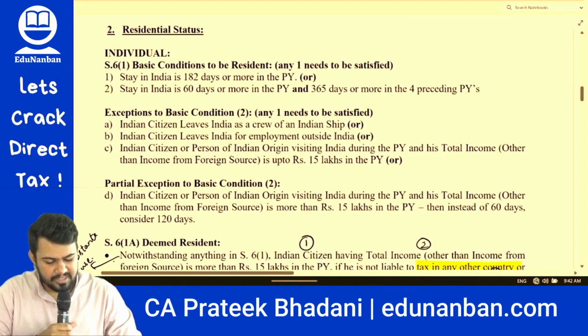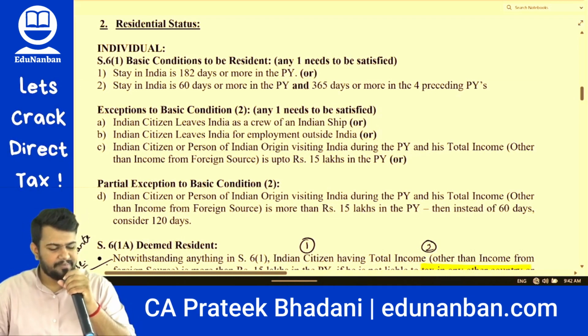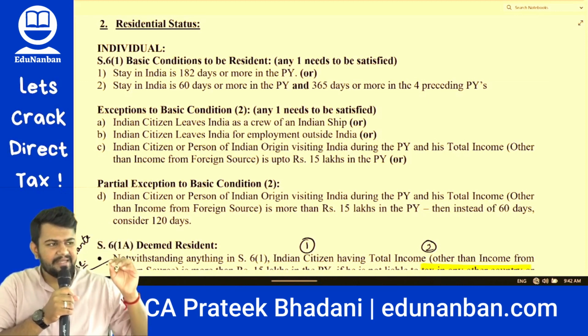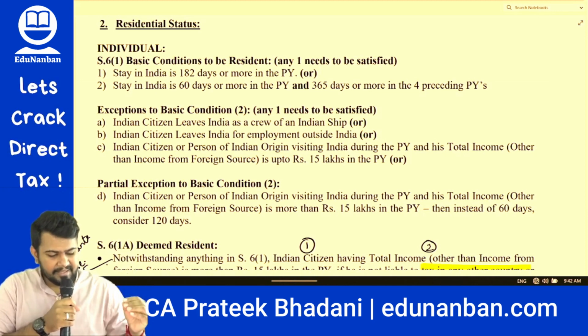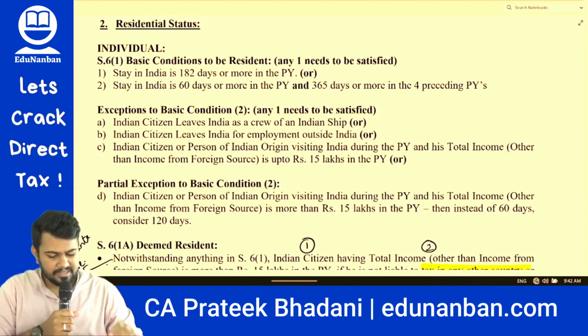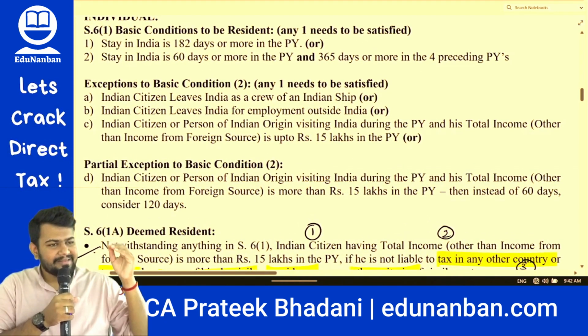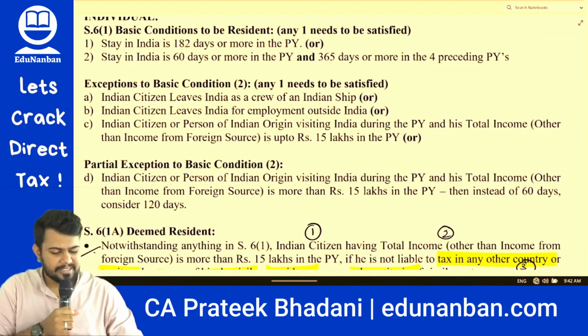First basic condition, the stay in India should be 182 days or more in the previous year. Or second basic condition, stay in India should be 60 days or more during the previous year and 365 days or more in the 4 preceding previous years. However, for the second basic condition, there are 4 exceptions. 3 full exceptions and 1 partial exception.